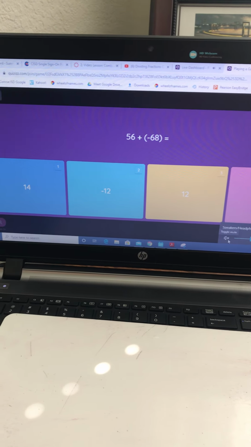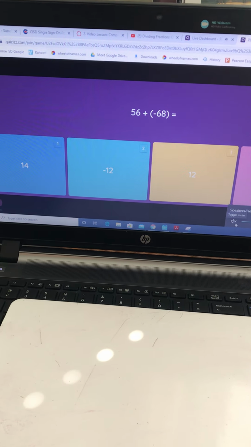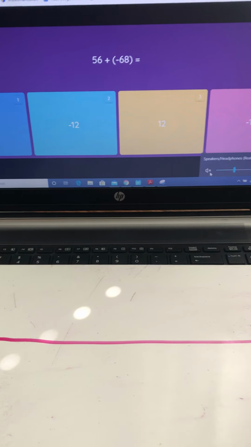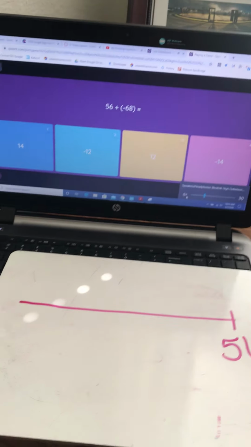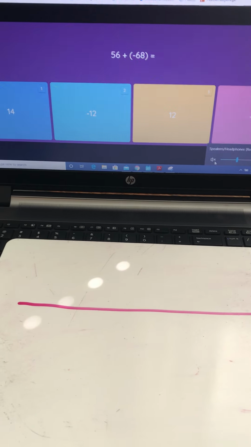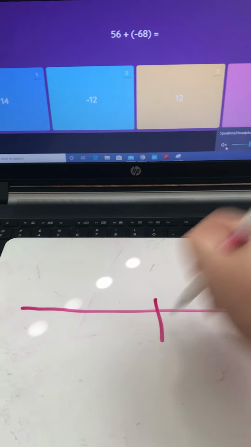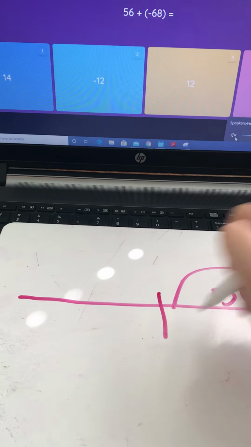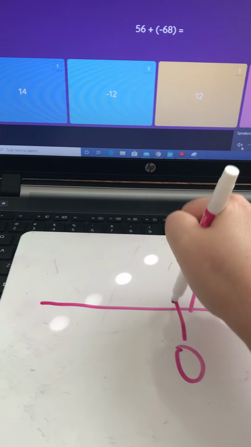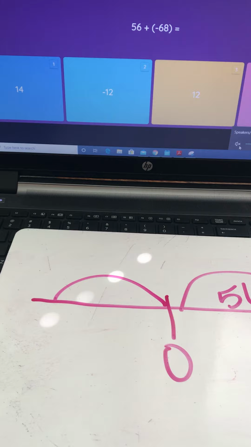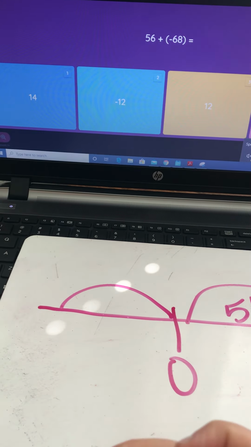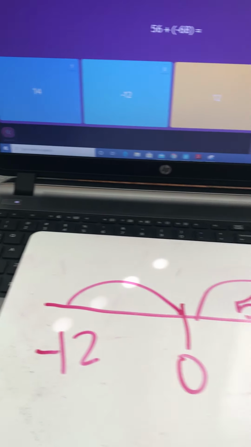We're gonna start with number 1, 56 plus a negative 68. So we could think about this on a number line, starting at a positive 56. And I'm gonna go to the left, or in the negative direction, 68 spaces. Well, if I go back 56 spaces, that gets me to 0. So now I know my answer is gonna be negative. If I go back again, to get a total of 68 here, I would land on negative 12.